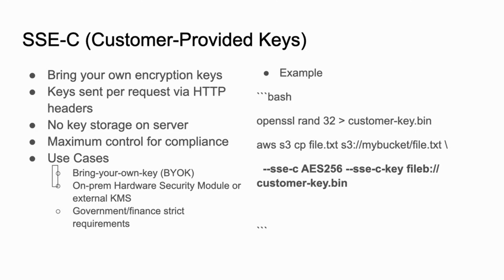On the right side, you can see there is an example where you can generate some random file and then use it during the encryption. This is for use cases where you want to fully control the keys, maybe generating or encrypting using an external hardware security module, or governmental or financial use cases where it needs very strict security requirements.